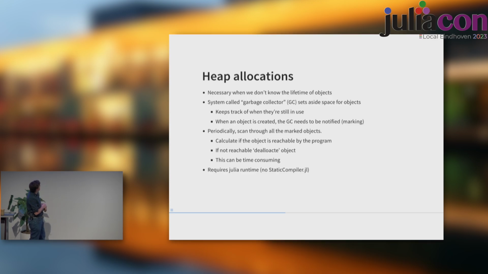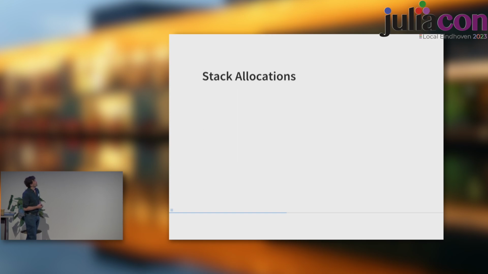And I guess the other thing that's worth noting is that this process requires access to the Julia runtime. So if you're interested in using static compiler or other things where you're running without access to Julia's runtime, then any process that does a heap allocation is a no-go. The other kind of species of allocations that people encounter in Julia are called stack allocations.